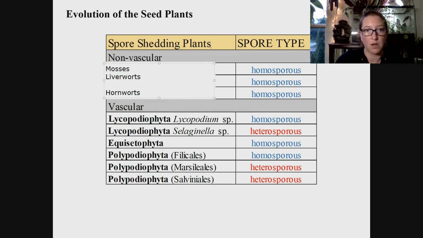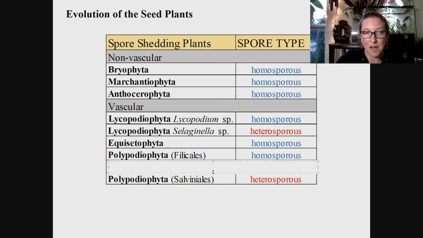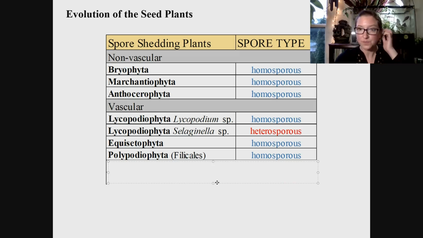Just so you don't get scared, those two are fine. Lycopodium, homosporous. Selaginella, heterosporous. Horsetails we didn't cover, but they're homosporous. And then don't worry about these here, the ones I'm covering over are those aquatic ferns. But look, from the top, mosses, liverworts, and hornworts are all homosporous, one type of spore.